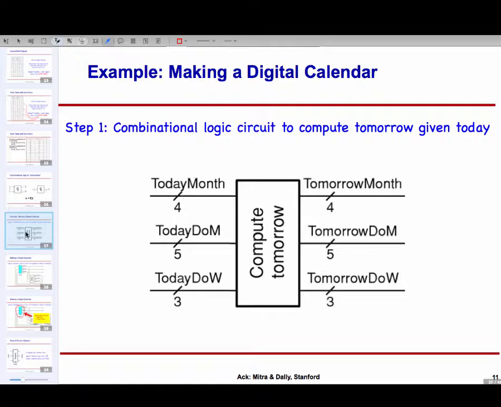Well, for day of week, you could implement an adder with a modulo operation. Good. So I do +1 modulo 7. Okay.